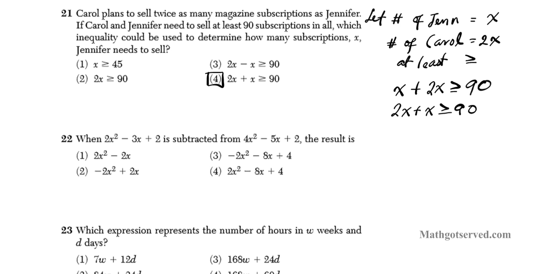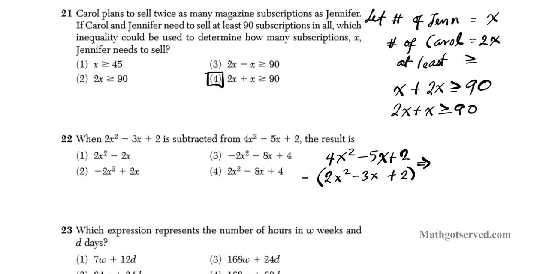All right, let's shift our attention to number 22. It says when 2x squared minus 3x plus 2 is subtracted from 4x squared minus 5x plus 2, then the result is. Now when you're setting this difference of polynomial expressions up, you have to be really careful. This term subtracted from this other term is written in the reverse order. So the way you write it is 4x squared minus 5x plus 2, having the expression 2x squared minus 3x plus 2 subtracted from it. So this whole expression in parentheses is being subtracted from that.